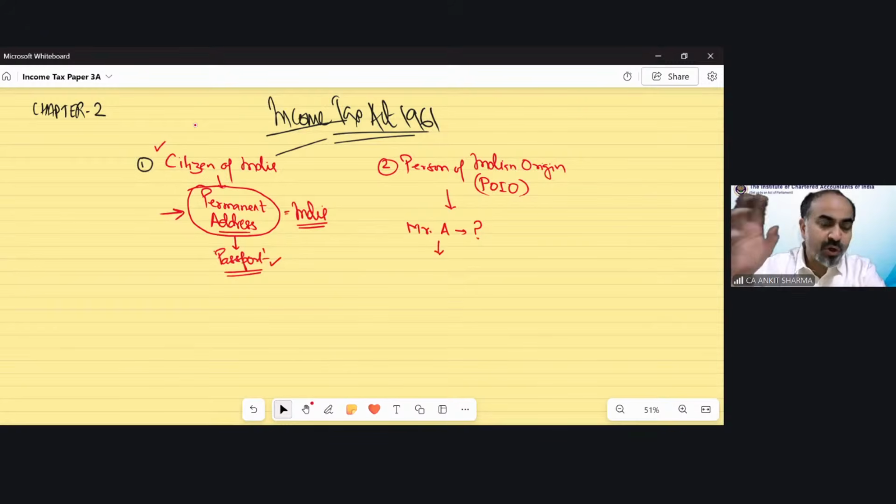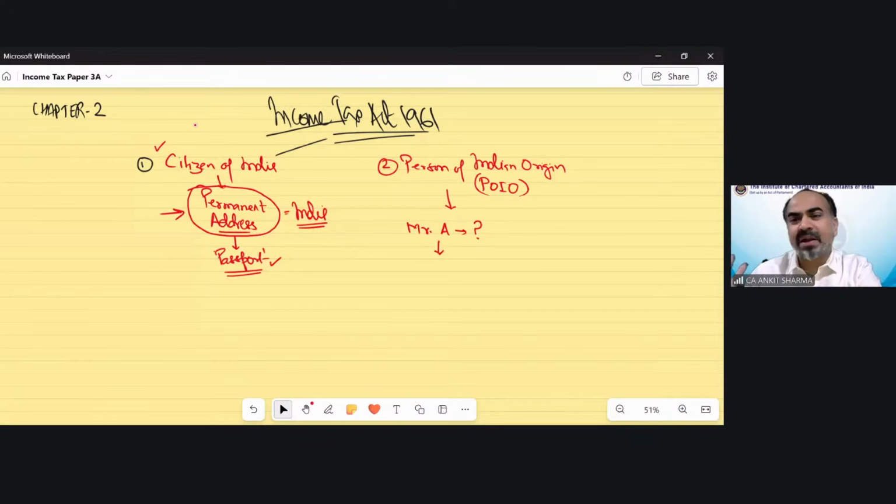If you have a passport, go and check the country name over there. If that is India, you are a citizen of India. But if you do not have a passport, that means you have not legally gone outside India ever. Clear? Because you do not have a passport, you cannot go outside India. So if you never went outside India, where is your permanent address of residence? That means you are permanently residing in India. So automatically you will be a citizen of India.